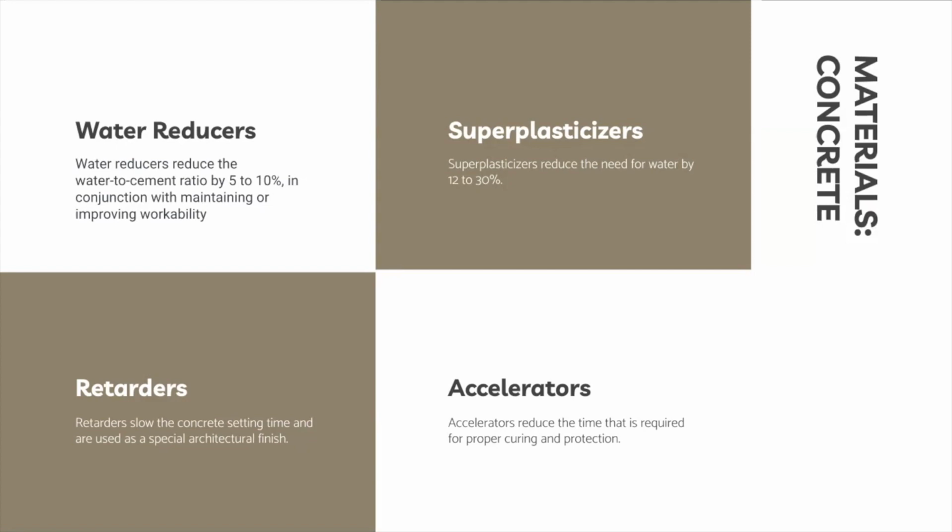Water reducers decrease the water to cement ratio by 5 to 10%, improving workability while maintaining or enhancing strength. However, this can pose challenges in finishing due to reduced bleed water on the surface. Superplasticizers, on the other hand, decrease water content by 12 to 30%, providing high slump and increased flowability, with a brief period of heightened workability followed by rapid loss.